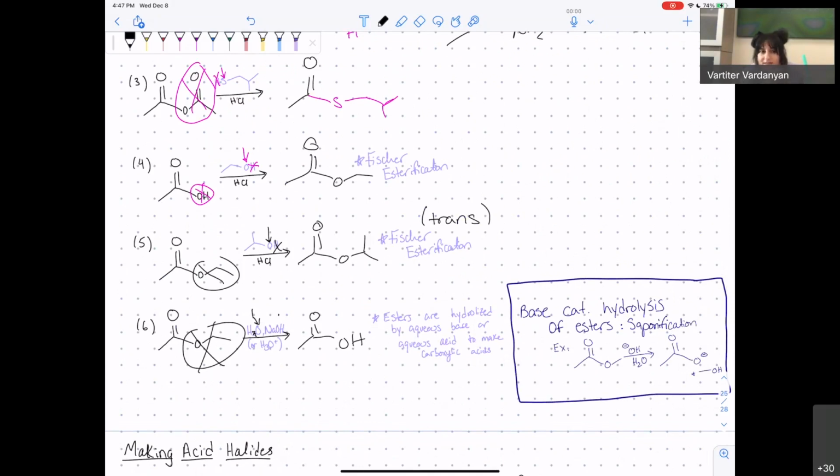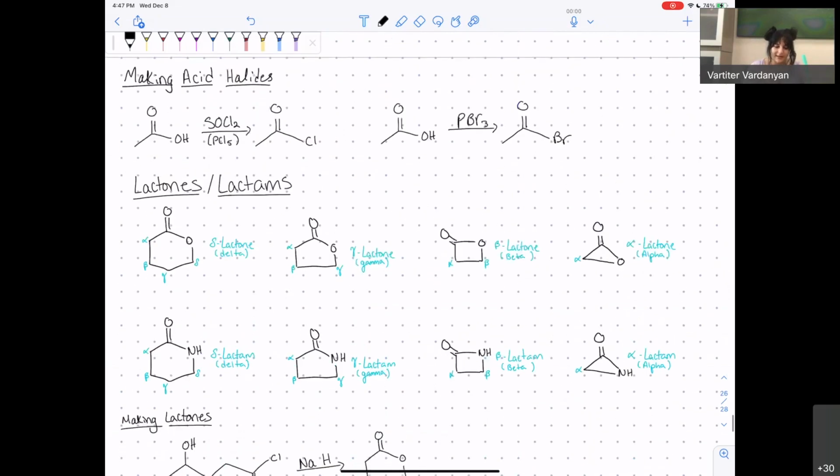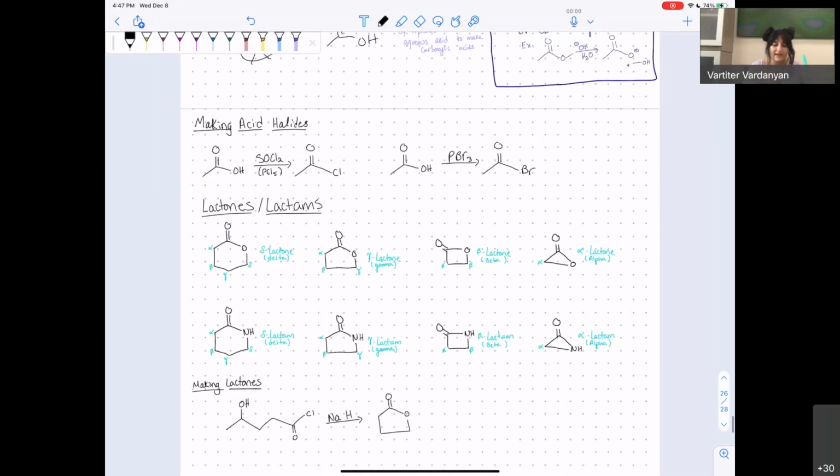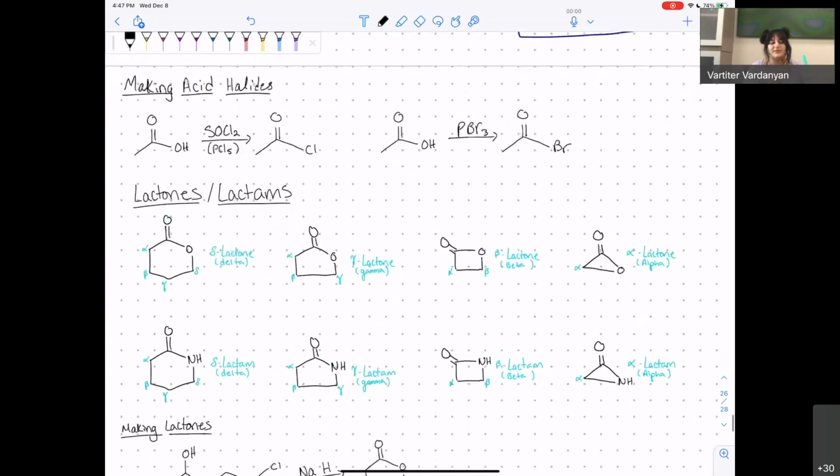Yes, so technically in number 5, the first one had a higher BP, and the second one has a lower BP because it's more branched, correct. Again, just memorization stuff, to be completely honest.